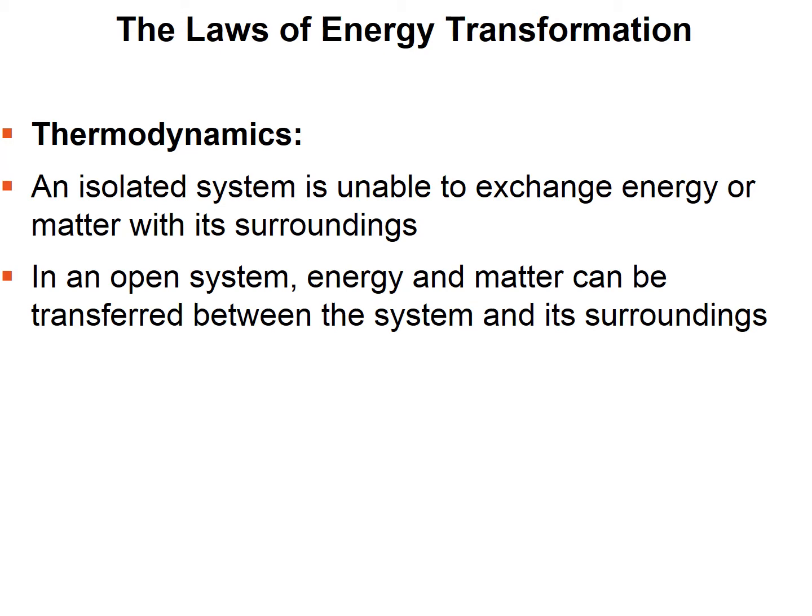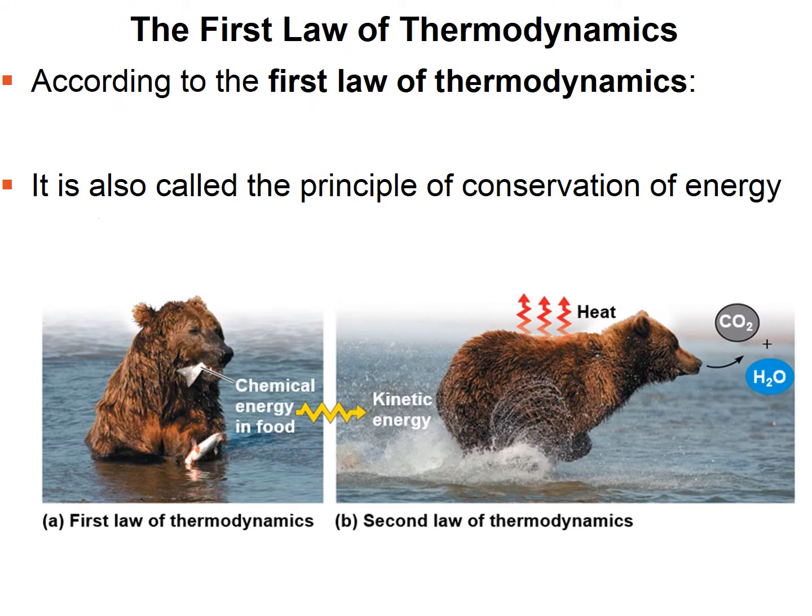The other type of system is an open system. In this type of system, energy and matter can be transferred between the system and its surroundings. So living organisms are what are considered open systems. Now there are different laws that govern thermodynamics. We're going to look at two of them.